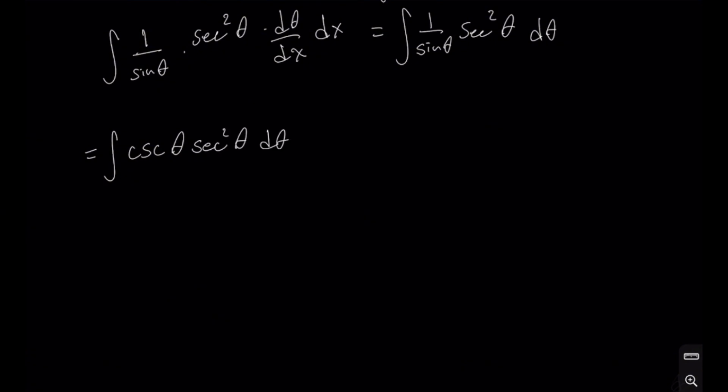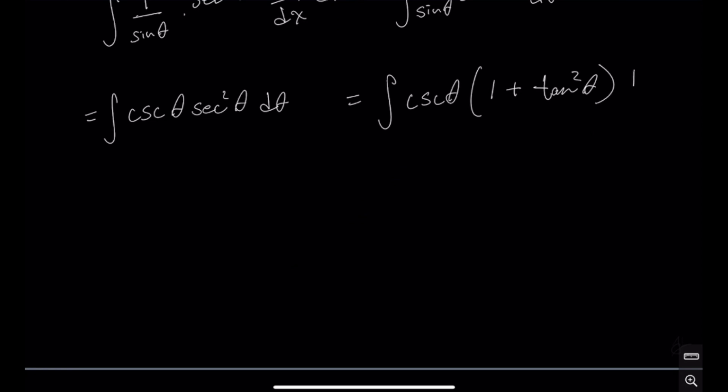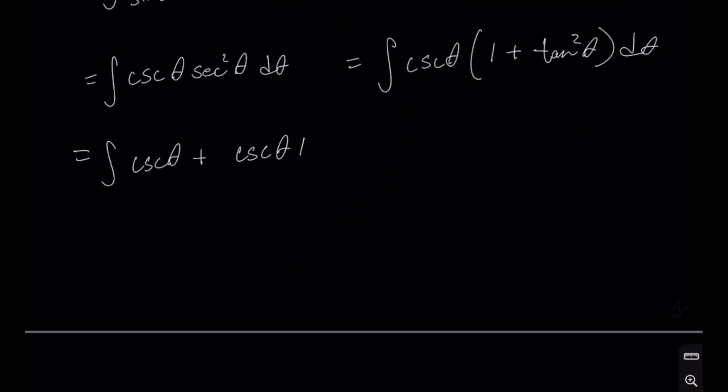d theta. And usually in these integrals, this looks pretty tough, and it doesn't look like something we can easily integrate. You might be able to do integration by parts, but I'm in no mood to do that. So what I'll do is I will represent secant squared as a Pythagorean identity of 1 plus tangent squared theta d theta. Now I'm going to distribute. I'm going to have cosecant theta plus, and then I'll have cosecant theta multiplied by tangent squared theta d theta. Alright.